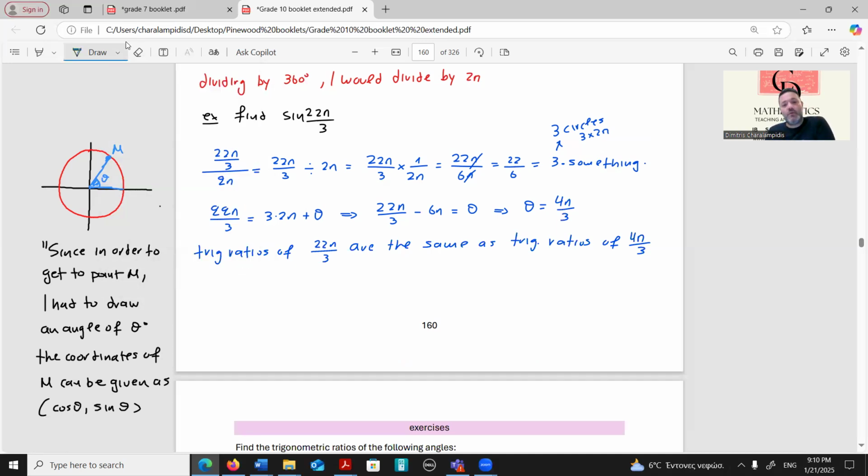Now, 4 pi thirds. I need to determine the quadrant first. Obviously, 4 pi thirds is greater than pi since 4 thirds is greater than 1. That angle being greater than pi means that we definitely reject the first two quadrants, and we could be either on the third or on the fourth. How can I see that? I can compare that with the natural boundary of these two quadrants, which is 3 pi over 2. So we have 3 pi over 2 here.